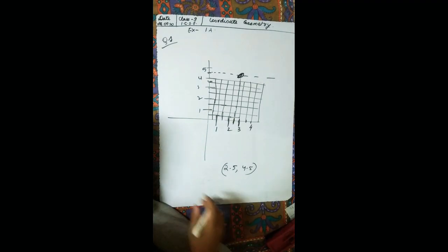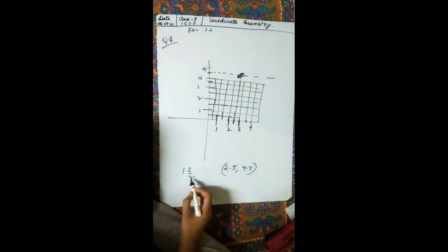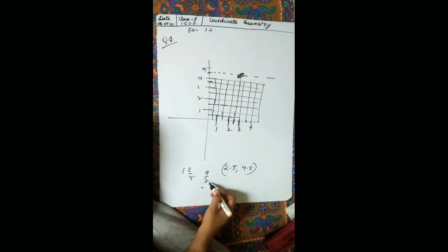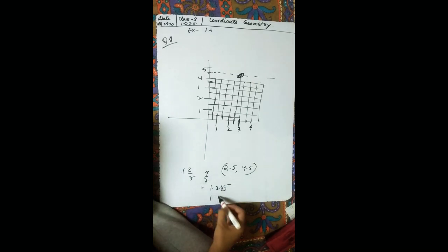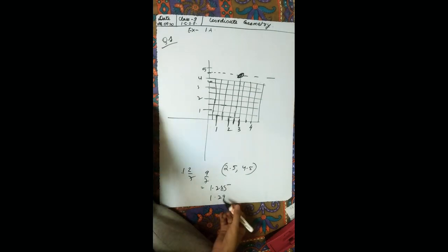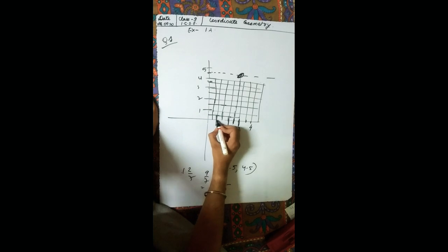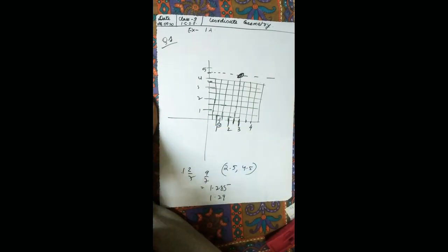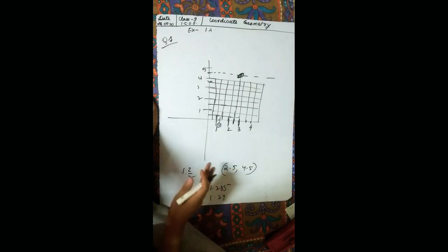Like this, for example, if you have 1 2/7, 7 ones are 7 plus 2, 9 by 7. First of all you change this into the decimal part. So 9 upon 7 is somewhere around 1.285. So you can take 1.29. How to plot this? We can consider 1.29 as 1.3. So after 1, 2, 3, this will be 1.3. Okay, now it would be easy.